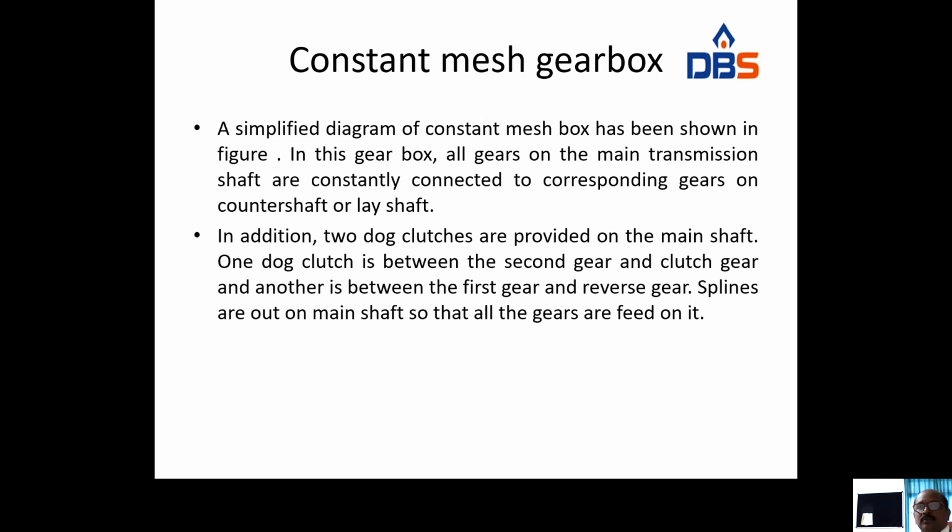Here I am going to explain the constant mesh gearbox. Already last class we have discussed gearboxes, what is a gearbox, what is the principle of a gearbox, what are the different types of gearbox, and how the sliding mesh gearbox works. In the sliding mesh gearbox, a simple version we have discussed. There will be 3 forward gears and 1 reverse. Similarly, we also discussed how the transmission gearbox works.